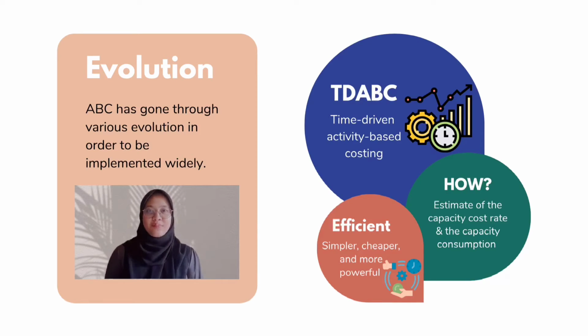The new time-driven activity-based approach is simpler, cheaper, and more powerful than the conventional ABC model. It eliminates the need to interview or survey employees to allocate resource cost activities before assigning them to cost objects. In the new time-driven ABC, resource costs are assigned directly to cost objects, which only requires 2 sets of estimates. These include an estimate of the capacity cost rate and an estimate of the capacity consumption.